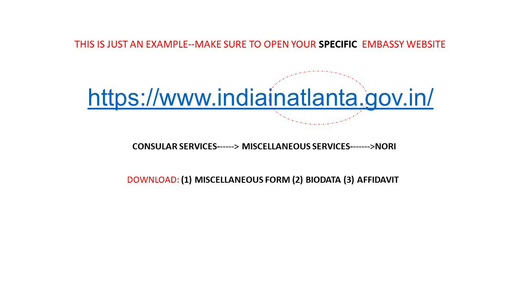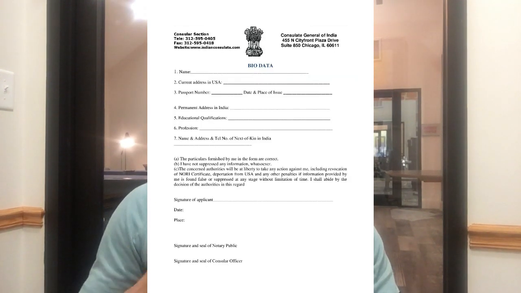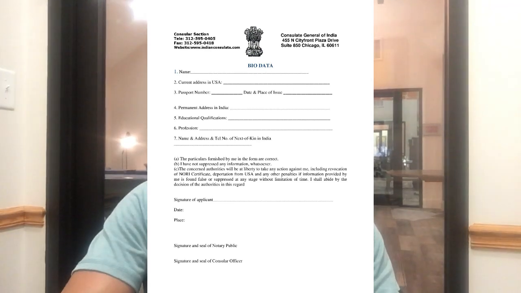So after you have confirmed that you fall under the 212E rule or your home residency rule, what you need to do, let me tell you step by step. First thing first, you open the Consulate General of India website, the Indian Embassy website, and there you will find three important documents. One of these documents is called miscellaneous form, another one is called biodata, and third one is called affidavit. Download them, fill them out, and then make 4 copies of these documents.